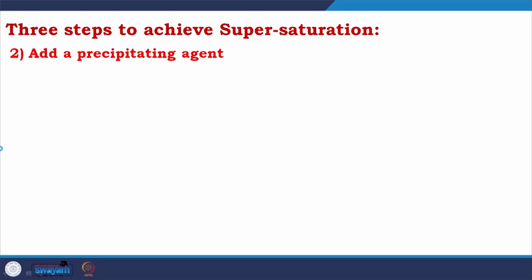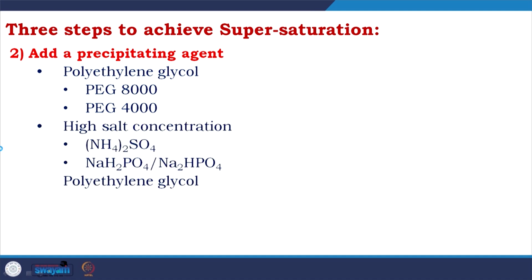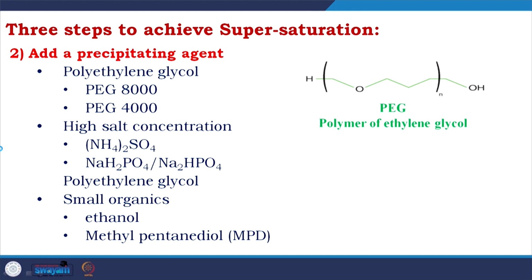Second step, add a precipitating agent. Polyethylene glycol, I talked about. PEGs are very useful in crystallization. Others include high salt concentrations, ammonium sulfate, sodium phosphate, which is sodium phosphate and sodium biphosphate, and small organics like ethanol and MPD, methyl pentanediol. These are the agents, and you see the polymers of ethylene glycol, the PEGs, are very useful, with numbers like 8,000 and 4,000 depending on the molecular weight.